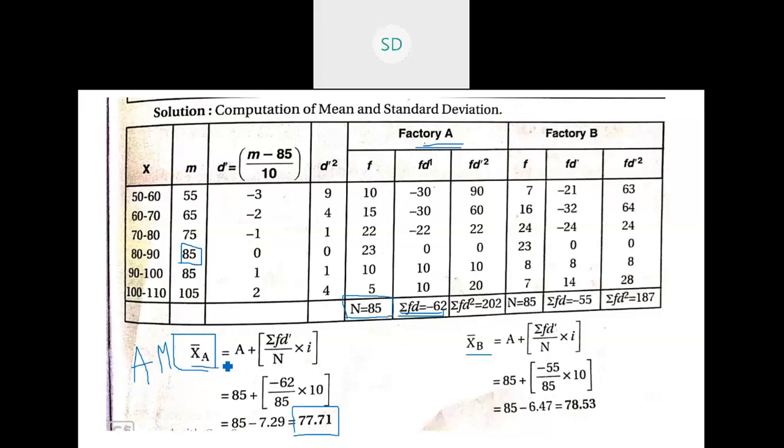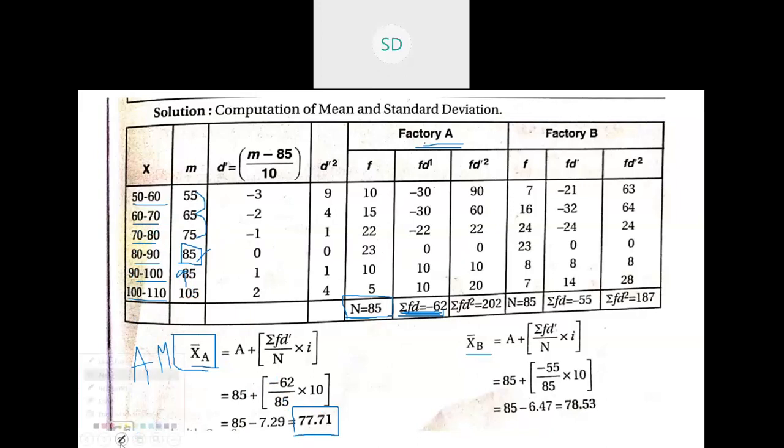So I'll just repeat this calculation of arithmetic mean. X bar A is equal to A plus sigma fd dash by n into i. So assumed mean was already considered to be 85 plus sigma fd dash, which is minus 62 for factory A, divided by n, which is 85, into 10. 10 is nothing but the common difference, or the class interval value that we have here. So that is the total value which we have calculated, and we get the arithmetic mean of 77.71.